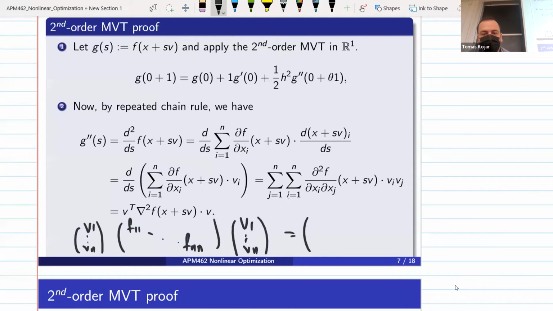When you do the first, you get a vector, right? Can someone tell me what's the first entry of this vector? Just the first entry, when the Hessian acts on the vector. Not all of them, just the first. How do you multiply a matrix with vectors?